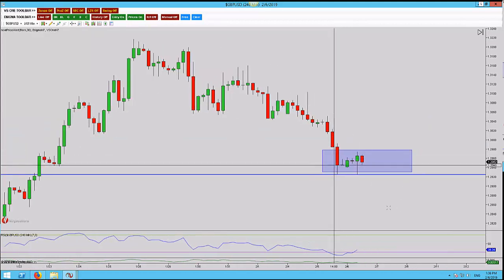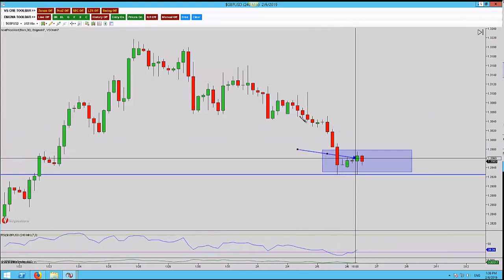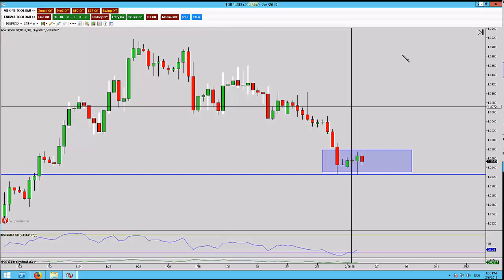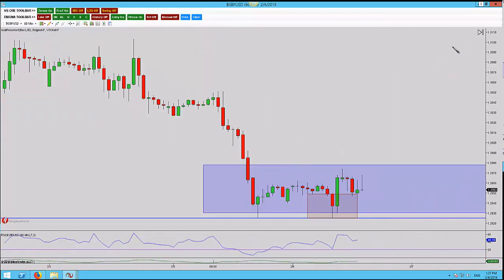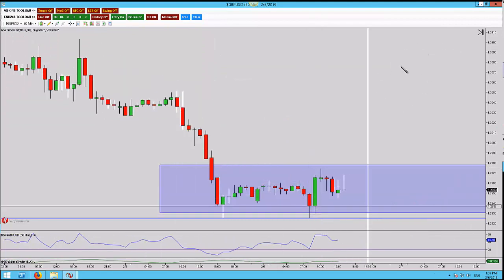Here on the 4 hour, we have put in a higher high, higher close. That in itself indicates that we could go a little higher. Let's go and take a look at the 60. Okay, here on the 60 we have a double bottom.